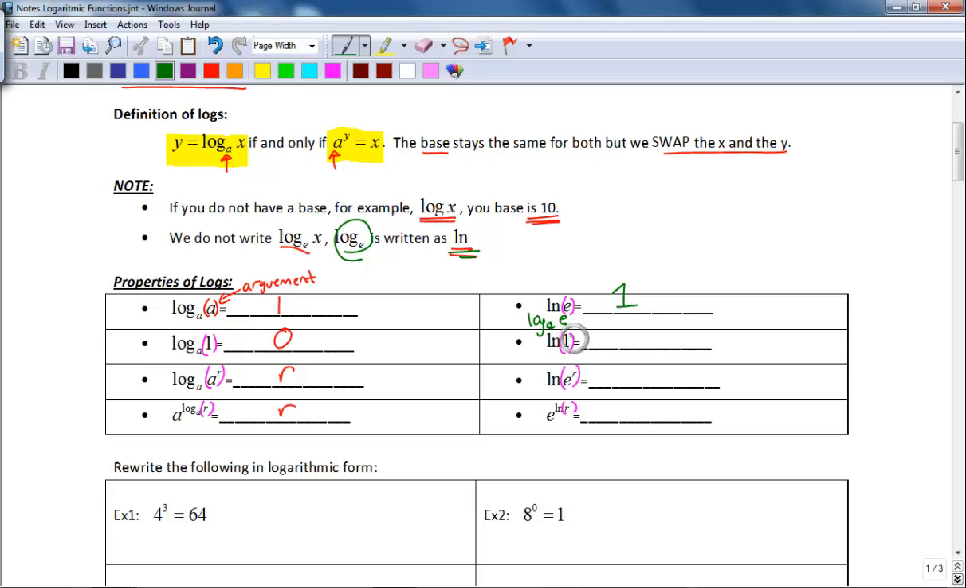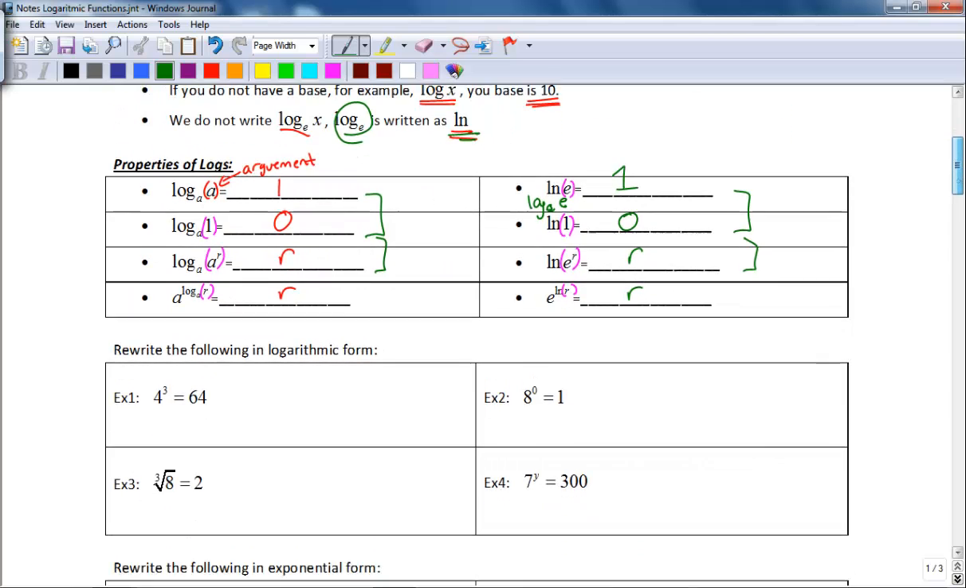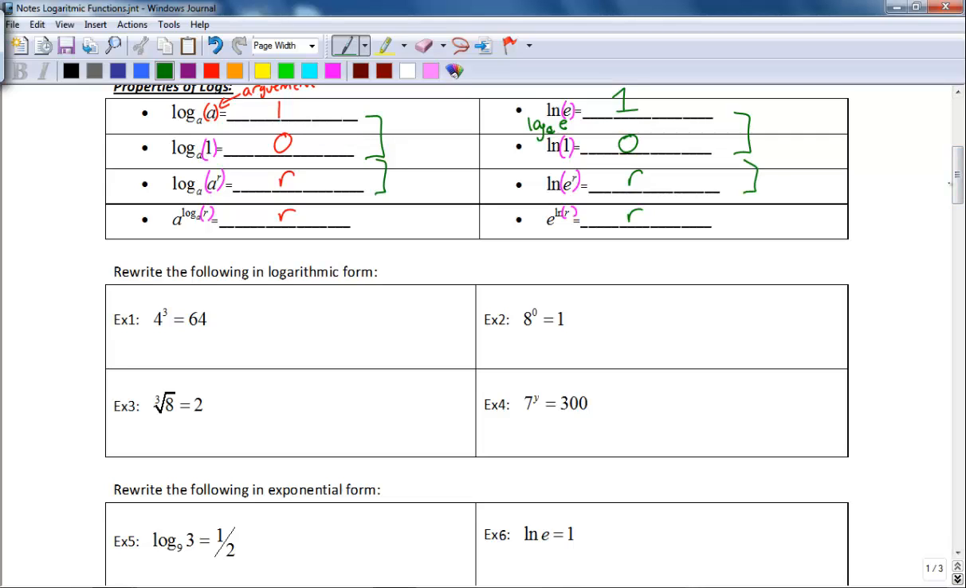Natural log of 1. When you're taking the natural log of 1, or the log of 1, when your argument is 1, your answer is always 0. Natural log of e raised to the r, the natural log and the e will cancel out and you're just left with r. e to the natural log, because your bases are the same, will cancel, and you're just left with r. So these are just some properties. These come up a little more often than the bottom ones, but you should try to commit most of these to memory. Let's practice with our definition of logs here. For the first 4 examples, it is asking us to rewrite the following in logarithmic form.